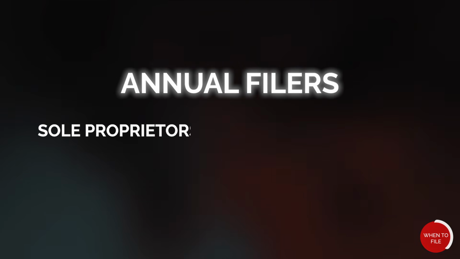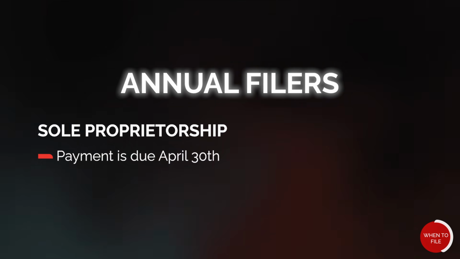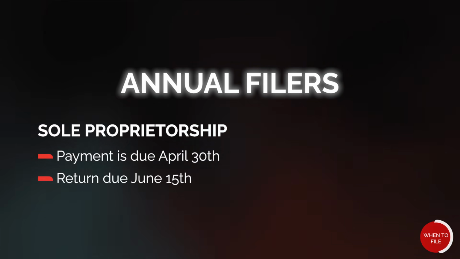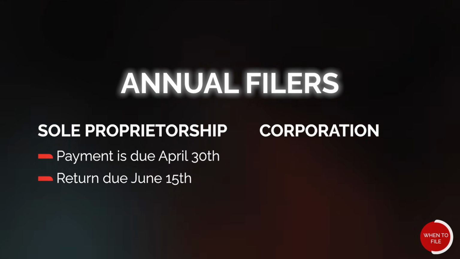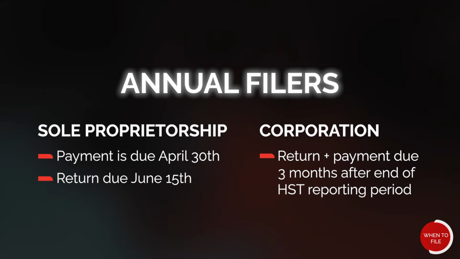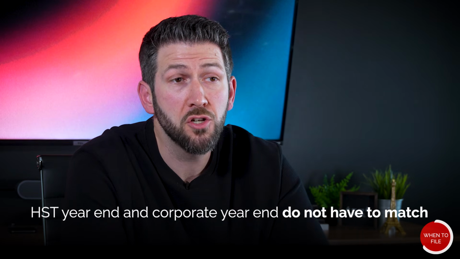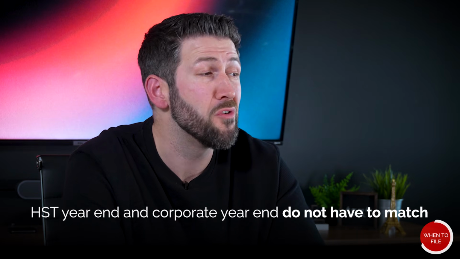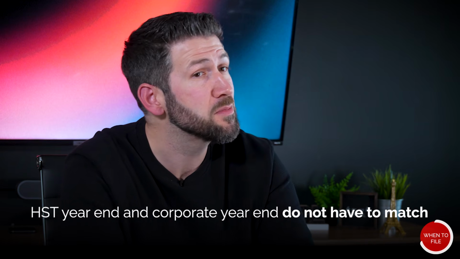If you're a sole proprietor with a December 31st year end, your payment is due April 30th, but your return isn't due until June 15th. Yes, 2 different dates. No, I did not make that up. If you're a corporation filing annually, both the return and payment are due 3 months after the end of your HST reporting period. One very important thing here. Your HST year end and your corporate year end do not have to match, and sometimes they don't. That mismatch is one of the most common reasons people miss deadlines.